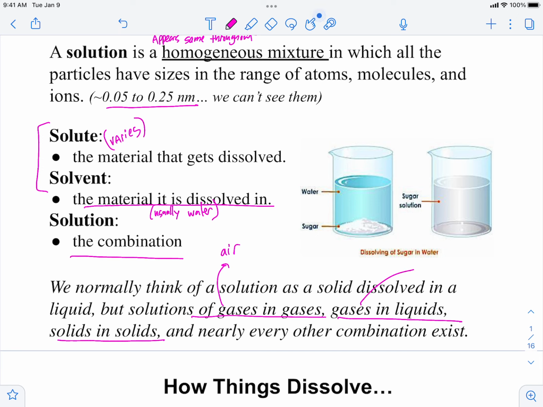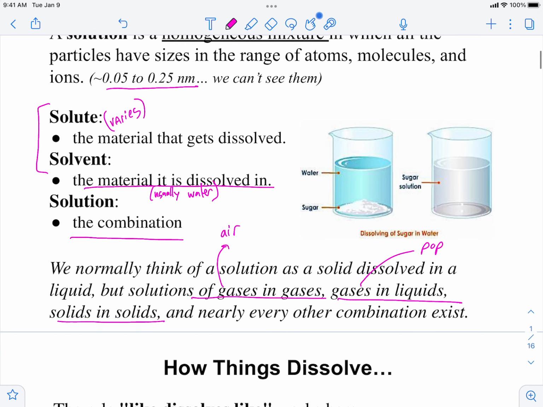Gases in liquid, this would be like pop, like any kind of pop. Sierra Mist, 7-Up, whatever you like, Coke, Dr. Pepper. Carbonated water is dissolved carbon dioxide. And that's what gives it its bubbles. Okay, so point being, solutions are not limited to liquids. That's the point.